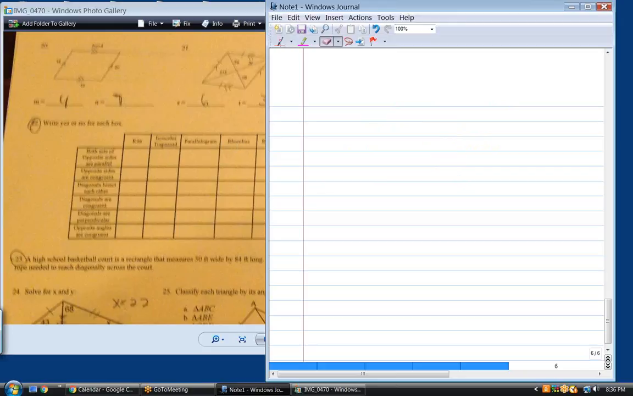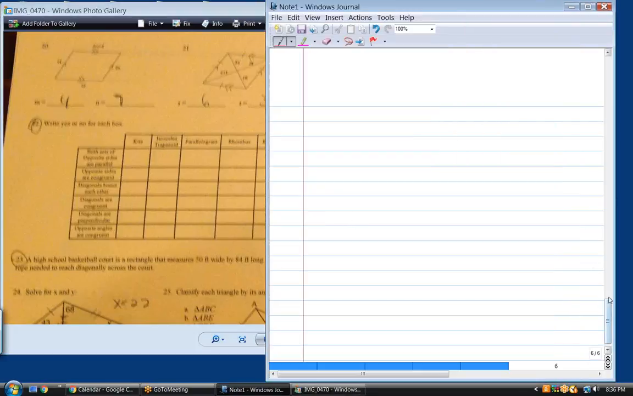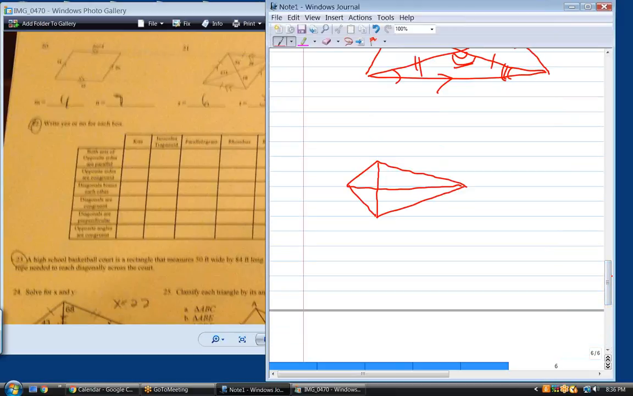Rhombus. Oh, yes. And rectangle. Yes. Okay. The third one, diagonals are what? Congruent? Yes. For a kite? Let's go back to our picture of the kite. Are the diagonals congruent? Yes. No, they're not. I see. That one's much longer than that one.